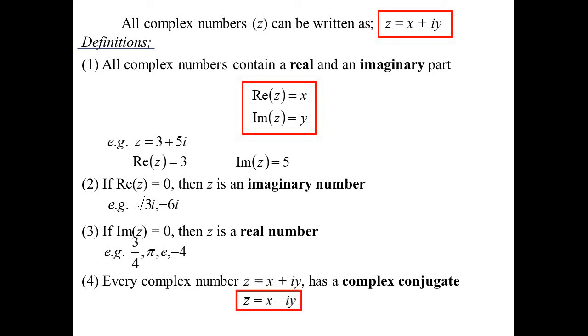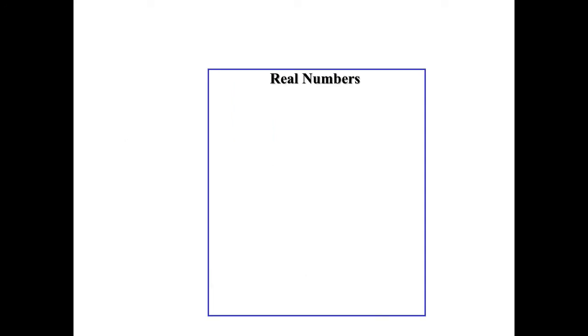If z is x plus iy, the conjugate, and you'll notice the bar on top of the z there, so that's our symbol for conjugate, we put a bar on top, and that'll be x minus iy. So we change the sign of the imaginary part. So if my complex number is minus 2 minus root 7i, the conjugate would be minus 2 plus root 7i.